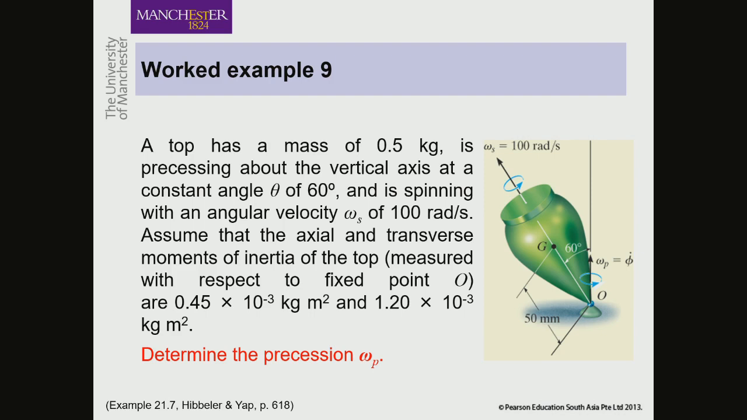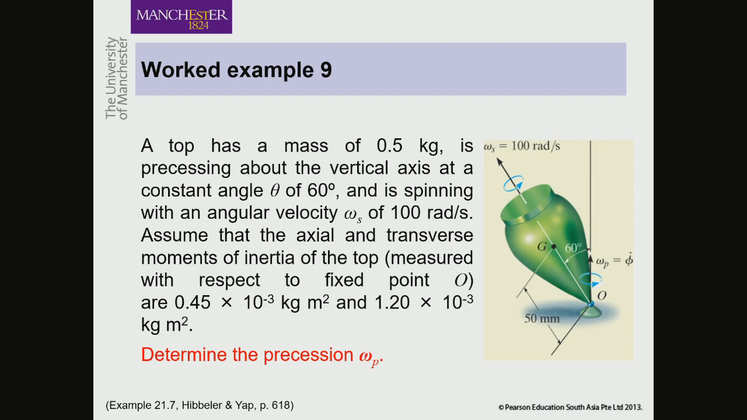So, we can quickly go over this worked example. It is quite a simple and short one. We have a rotating top here, 0.5 kilograms, and it is precessing, as you can see, about the vertical axis at a constant angle, because we are trying to simplify our analysis, 60 degrees, and it is spinning at 100 radians per second. We are assuming that the axial and transverse moments of inertia of the top are 0.45 and 120 respectively. We need to determine the precession.